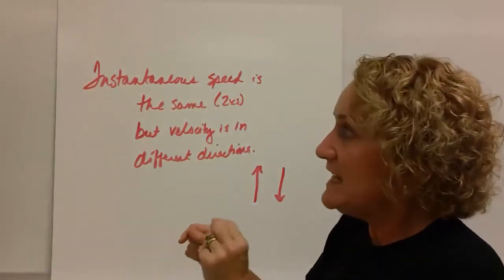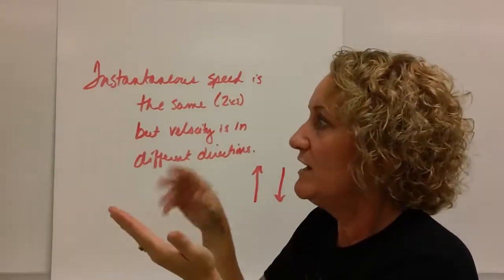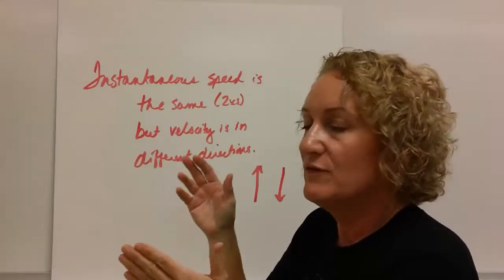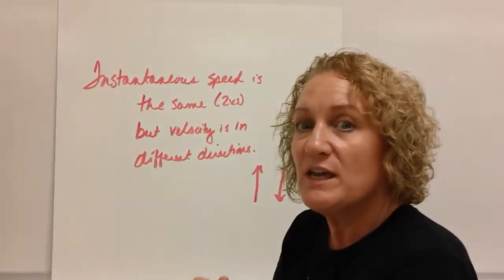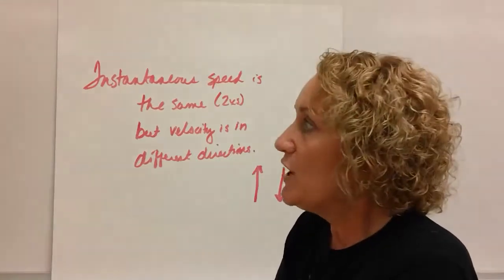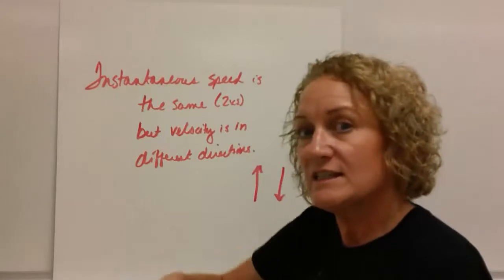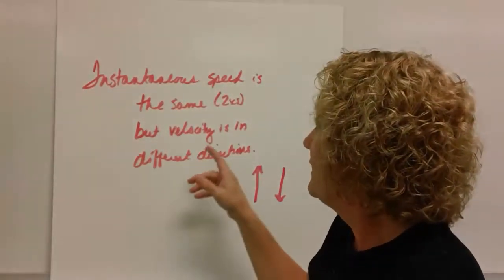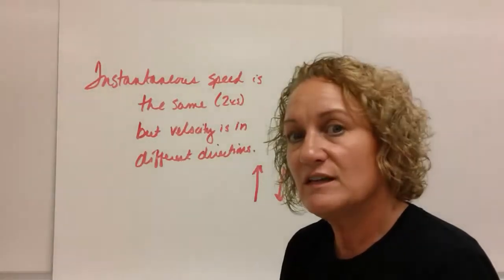Instantaneous speed is the same at 2 seconds and 4 seconds. In our example, it was the same at 1 and 5, at 0 and 6, at 2 and 4. The speed is exactly the same, but they're going in different directions. For 0, 1, and 2, it's going up, and for 4, 5, and 6, it's coming down. So, same speed, but different velocity because it's moving in a different direction.